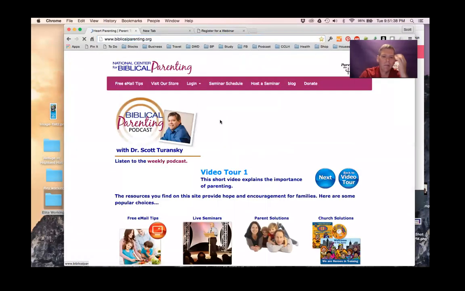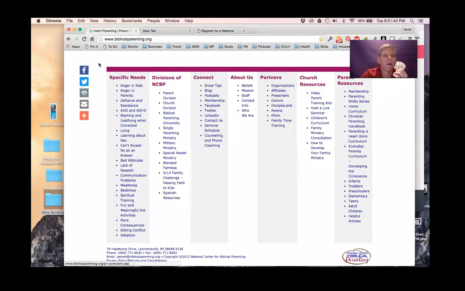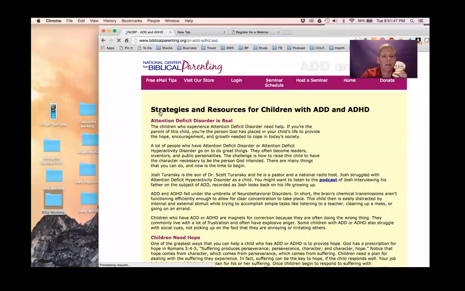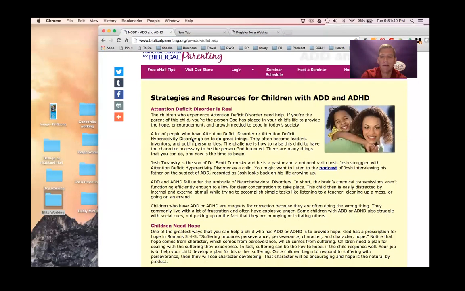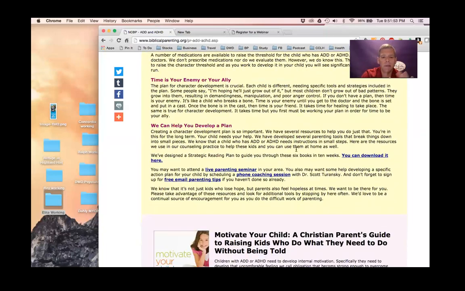And if you go down to the bottom of our website pages, we have a sitemap. And in the sitemap, you have this ADD, ADHD. If you go there, I give you some ideas here that I think, first of all, are really helpful. You can listen to a podcast I do on that specific topic. And then there's a bunch of illustrations here.